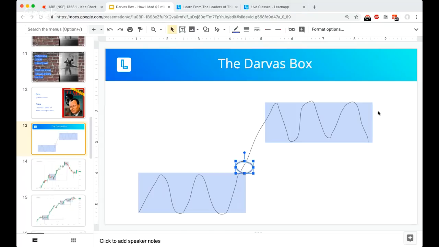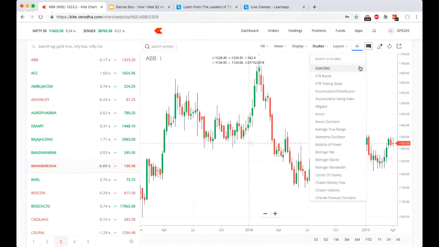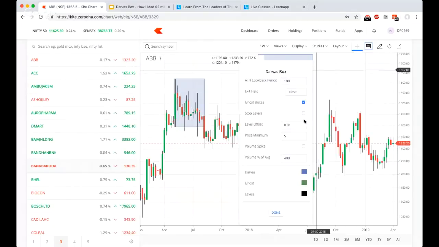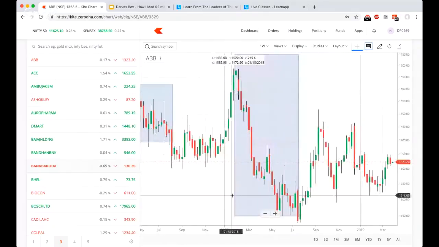Manish is saying, where can you find Darvis box? Very simple. When you open the chart, you click on studies and you find Darvis, click on it and click OK, and the Darvis box will come up on your screen. So very simple. Oh, did I just delete it? Sorry. Let me just add it again. Click, click, done. That's it. Just 2 clicks and it's done. Super simple, right? So your Darvis box is done here.